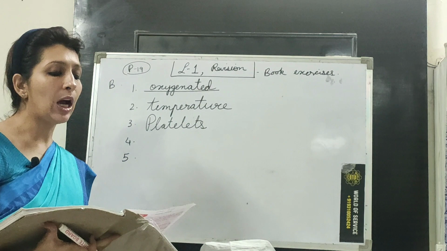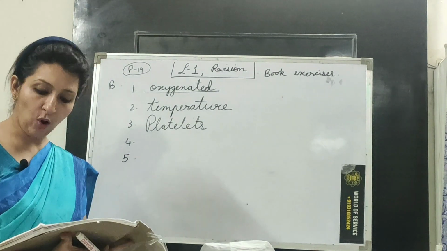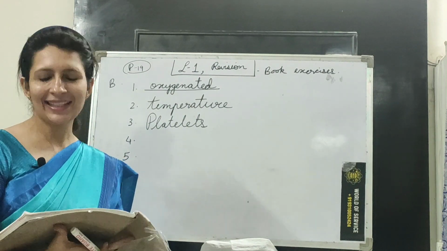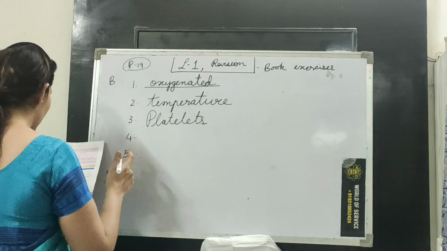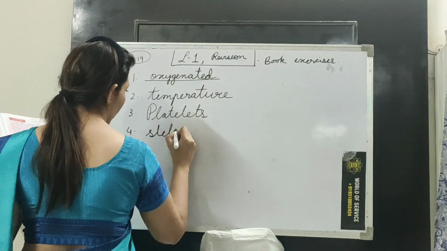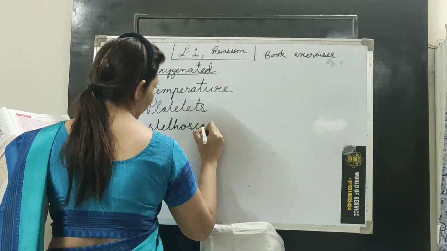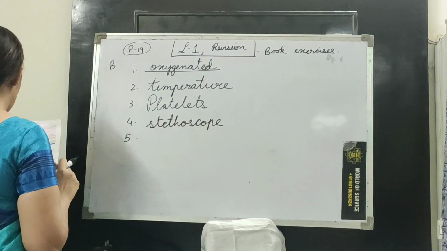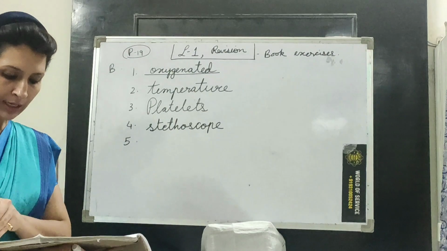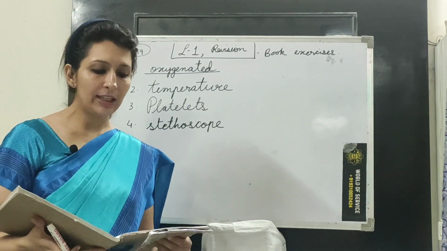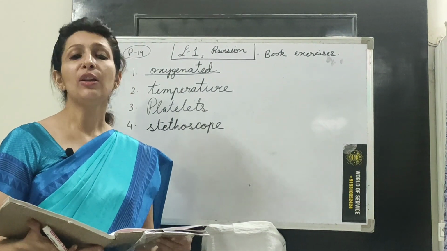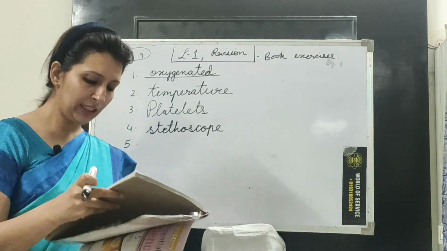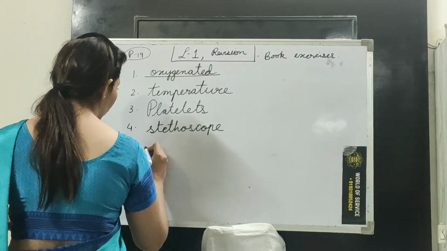Pulse rate is counted using an instrument called, yes, it is stethoscope. Okay. Next, dash is the red colored pigmentation found in blood. So it is, children, hemoglobin. Okay. So write down the correct word.